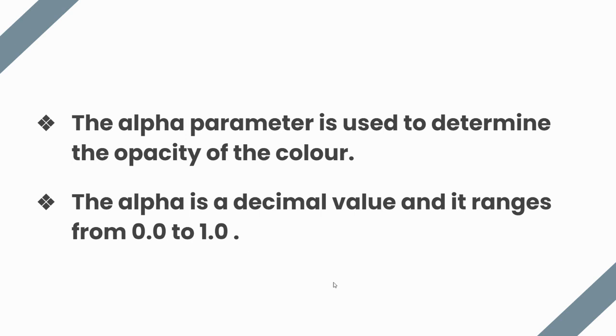So the alpha parameter is used to determine the opacity of the color, and it's also a decimal value. So we already know this. It's a decimal value, ranges from 0.0 to 1.0.